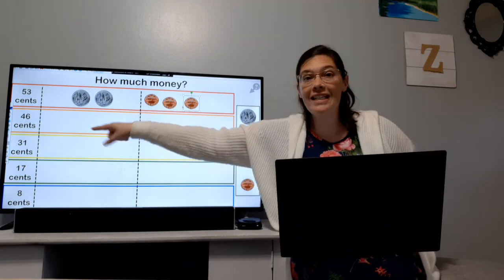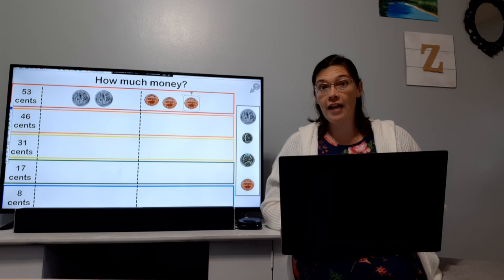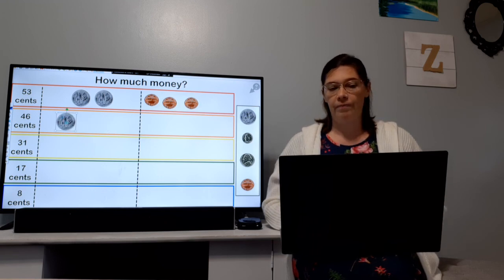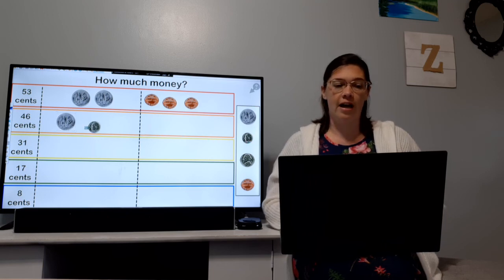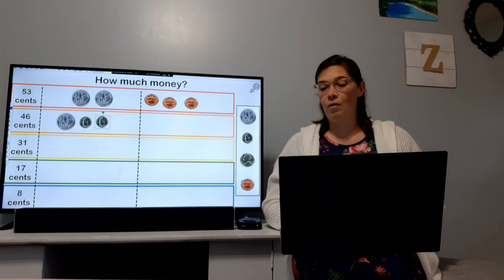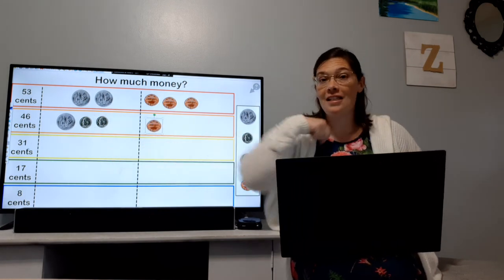The next one says 46 cents. I could use a quarter. I could use 4 dimes. I could use 8 nickels. I could use 40 pennies. Let's start with a quarter, and see if we can have the smallest number of coins possible. So that's 25. I can't use another quarter because that'd be too much. So let's go a dime. That makes 25, 35, 45. Is that enough? I need 1 more, right? To get to 46.